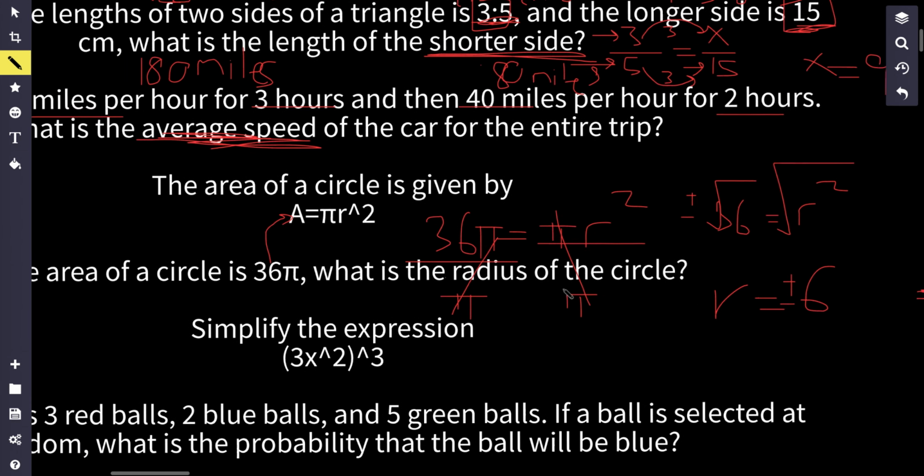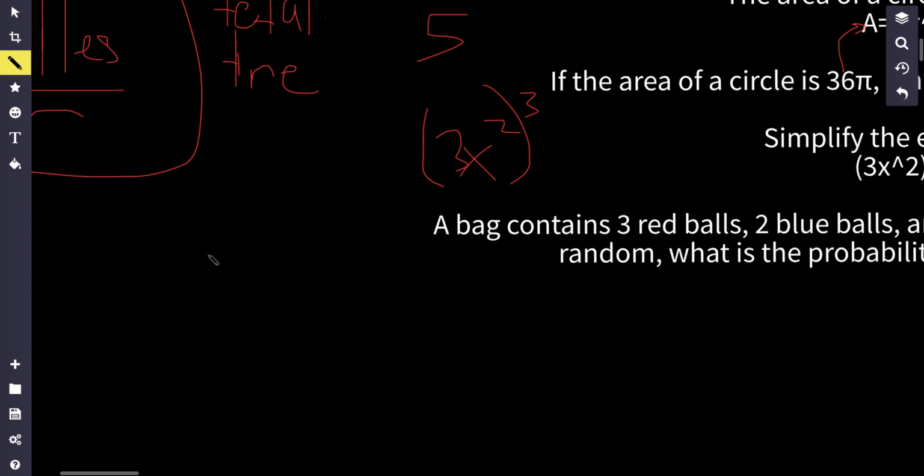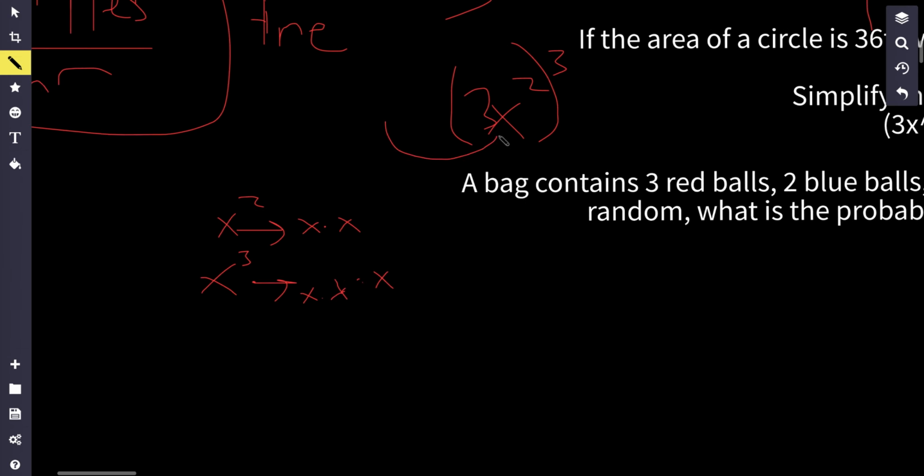Simplify the expression 3x to the second power to the third power. Remember back to what exponents do. If you have x to the second power, you're just multiplying x by itself 2 times. X to the third power, you're just multiplying x by itself 3 times, right? So if we have 3x squared to the third power, I'm taking the 3x squared and multiplying it by itself 3 times. 3x squared times 3x squared times 3x squared.